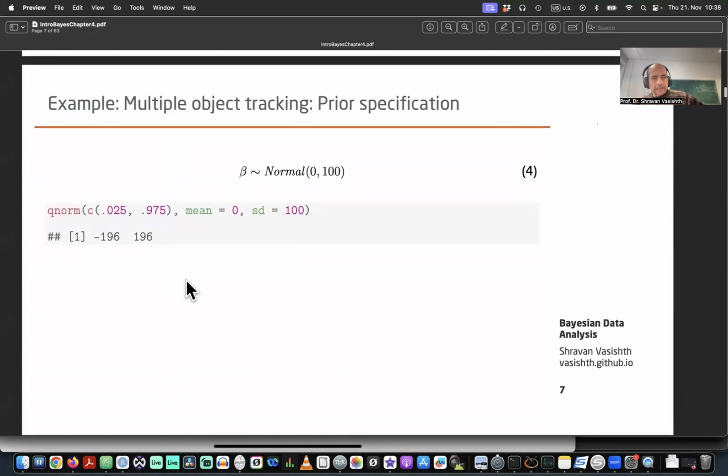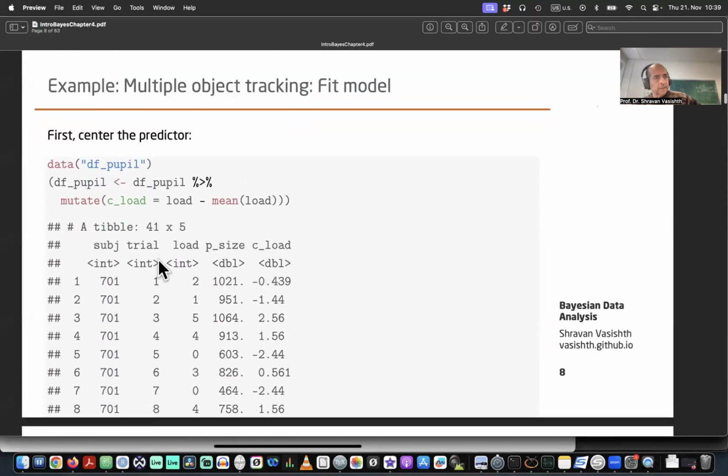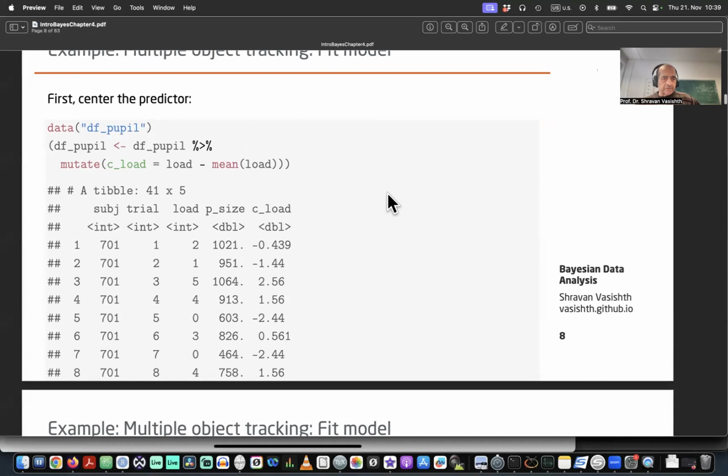Now, the interesting thing is that in our model, we also have a slope parameter. So we could start with a normal prior with mean 0, standard deviation 100. That allows a variation of plus minus 196 with 95% probability. That's how we interpret the meaning of the prior, by looking at the range of variability that the prior is assuming.